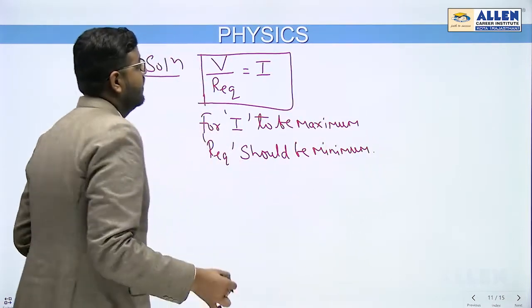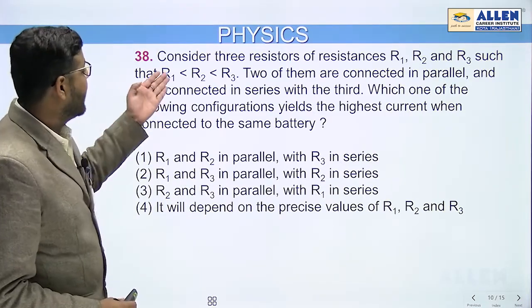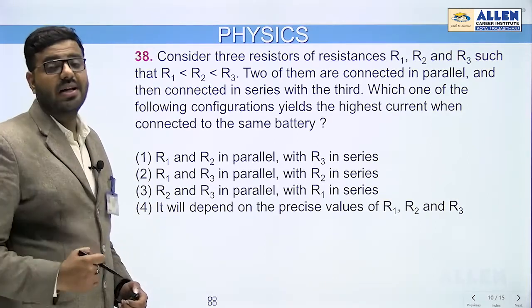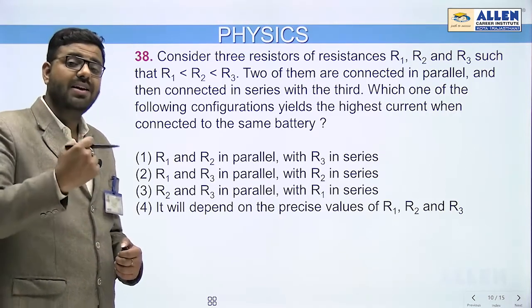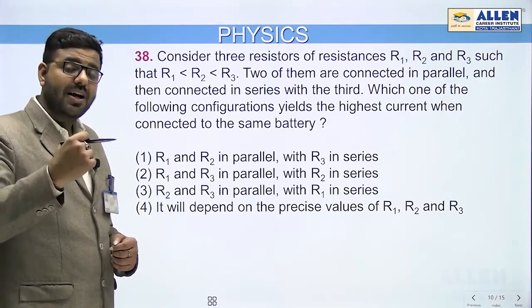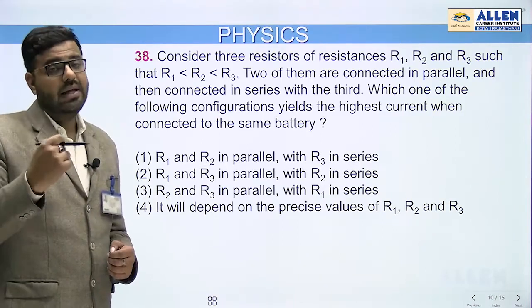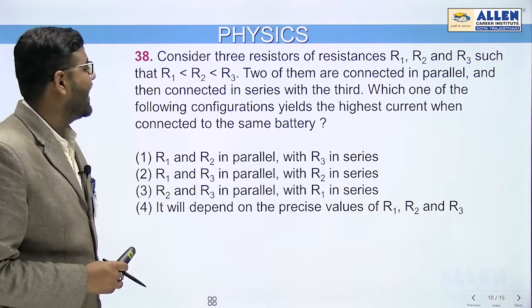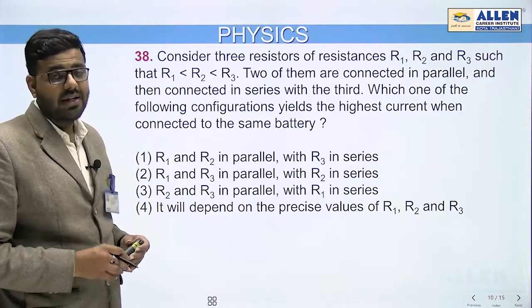Now as we can see, we are given three resistors, R1, R2 and R3, and R1 is less than R2 is less than R3. We know that when resistors are connected in parallel, the equivalent resistance which comes out is smaller than the smallest resistance connected in parallel. So obviously here the values of R2 and R3 are greater than R1. R1 has the least value and R3 has the greatest value.